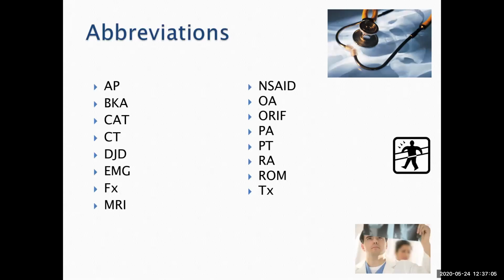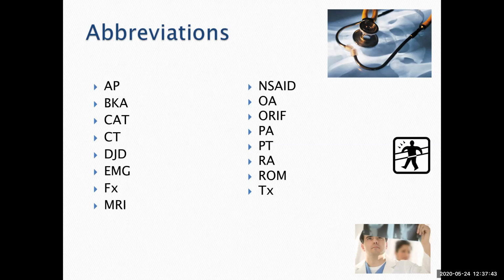Other abbreviations that you'll see, AP would be referring to anterior posterior. So again, going from front to back. BKA is a below the knee amputation versus an AKA is above a knee. CAT is a computed axial tomography, that three-dimensional, where CT is this computed tomography, and that could be with or without contrast. DJD refers to degenerative joint disease. EMG is an electromyogram. FX stands for fracture.